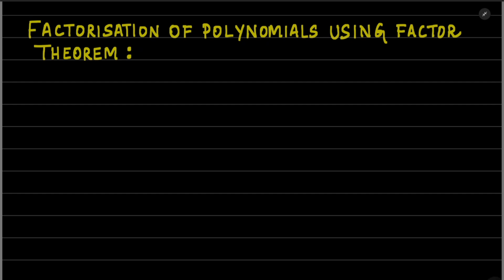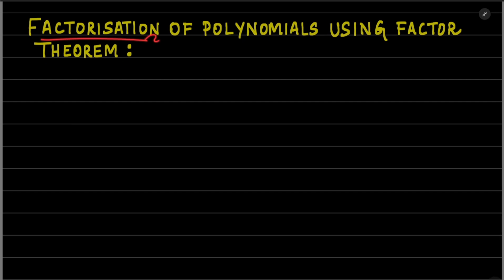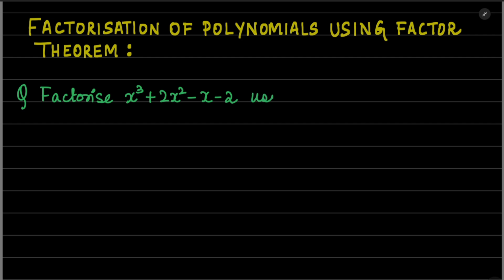Now in today's session, we will do factorization of the polynomials using the factor theorem. That means using its factors. Let us see a question and you will be able to understand. The question is: factorize x cube plus 2x square minus x minus 2 using the factor theorem.